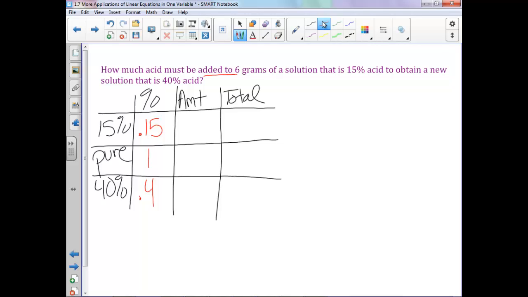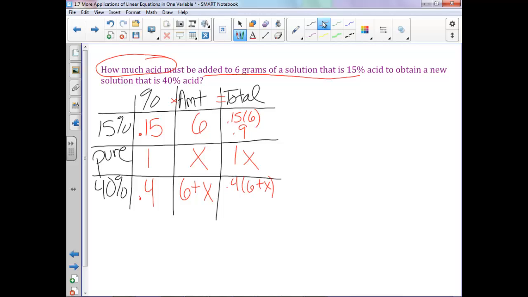Alright, we have 6 grams of this 15%. We're asking how much of the pure acid, so we don't know. But when you pour these together, you're going to have however much you started with plus however much you poured in. And then total, once again, just multiply across. So 0.15 times 6, which is actually 0.9 if you wanted to do the multiplication now. We'll have 1x and then 0.4 times 6 plus x. If you want to go ahead and distribute this, you get 2.4 plus 0.4x.